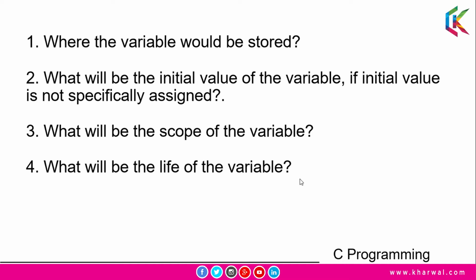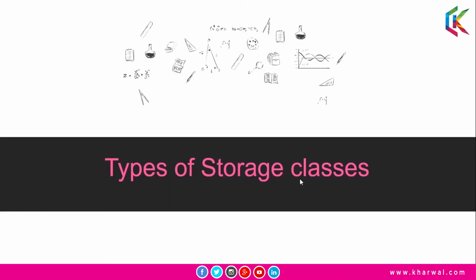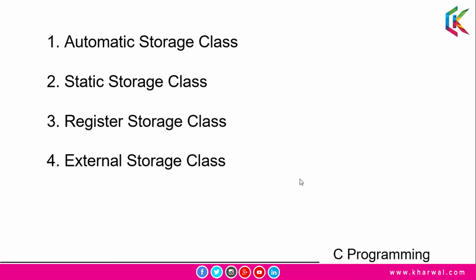So let's go ahead and we'll discuss the next topic, and that is types of storage classes. There are four storage classes in C programming. The first one is automatic storage class, the second one is static storage class, the third one is register storage class, and the last one is external storage class. So let's go ahead and we'll discuss them one by one.